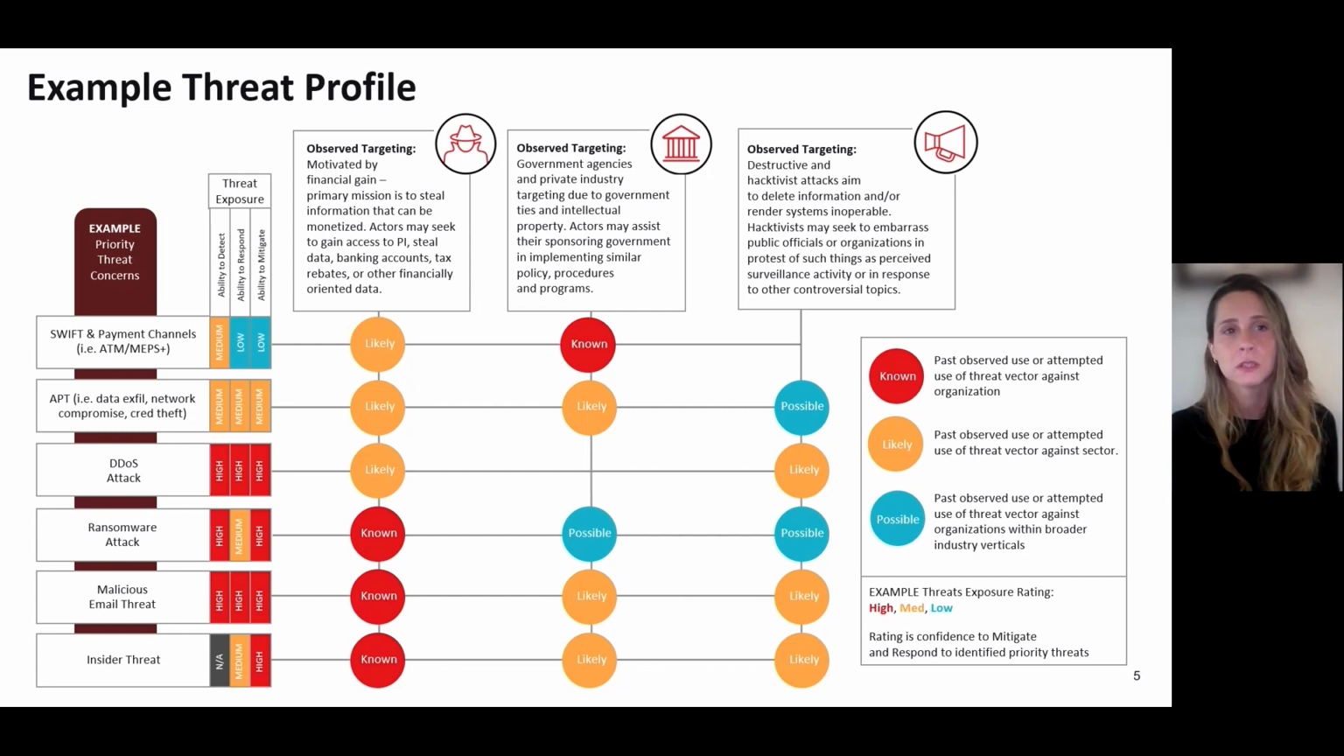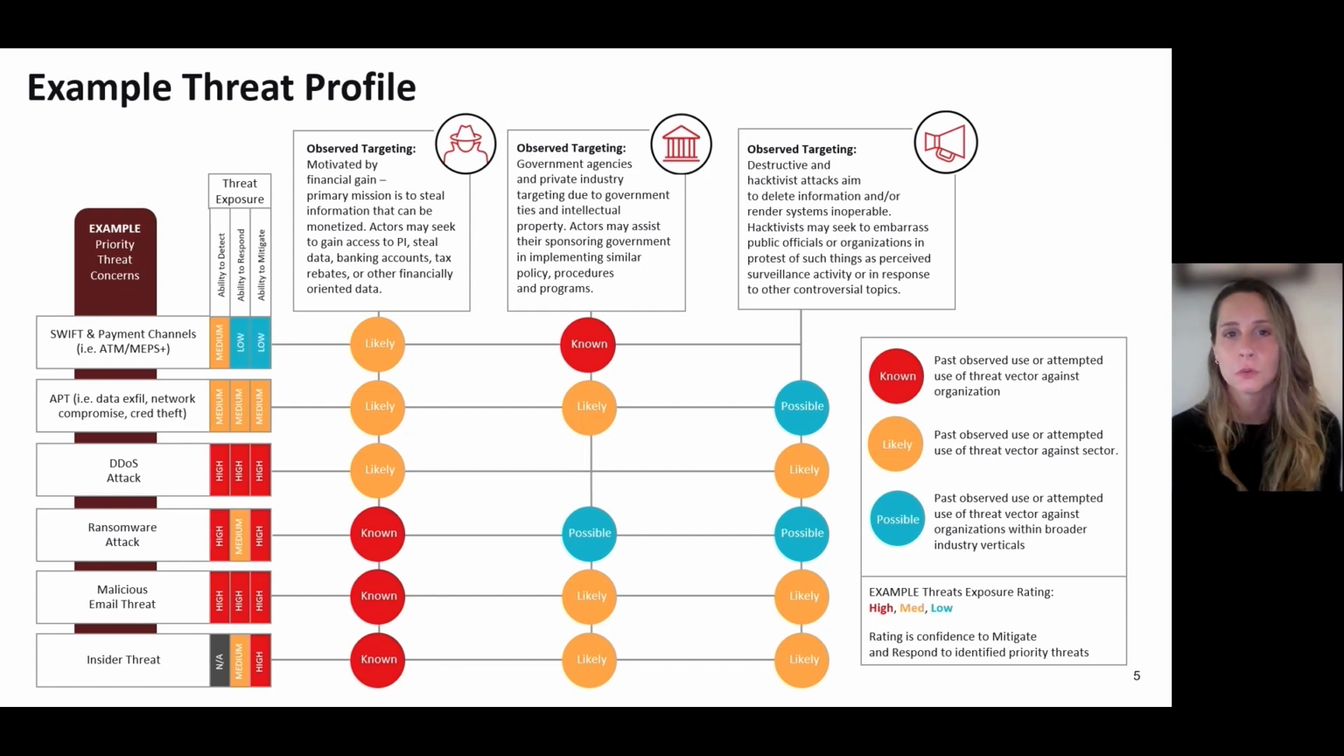So for example, looking at the top row of this cyber threat profile in relation to SWIFT and payment channels, you can see that this organization has a medium capability to detect threat activity related to SWIFT and payment channels and a low ability to respond to or mitigate those threats. And it isn't realistic for organizations to protect against every threat all the time, right? That goes back to this concept of information overload. But one of the things that is really helpful coming out of this threat profile exercise is that you're able to see all in one place where you need to prioritize your efforts, right?